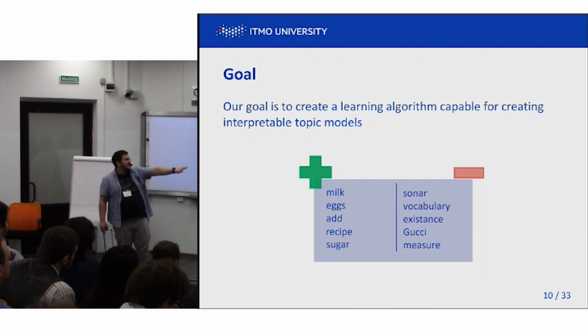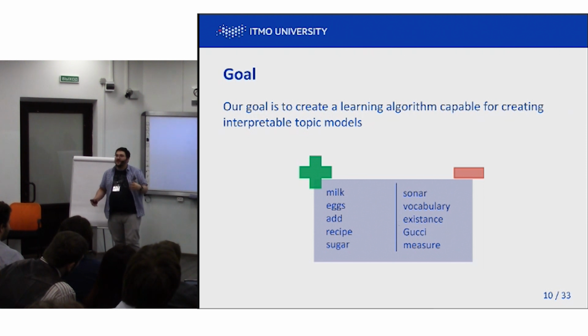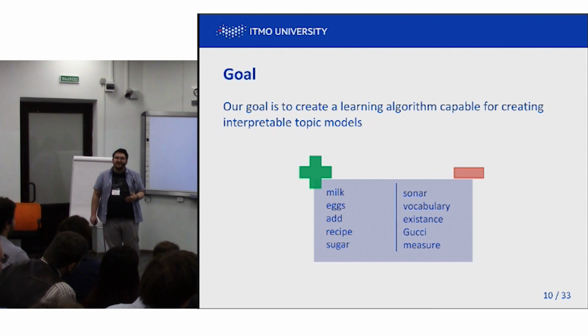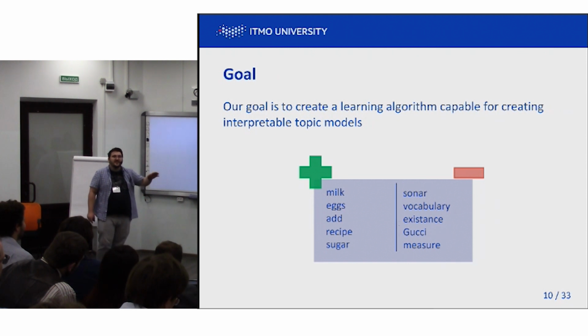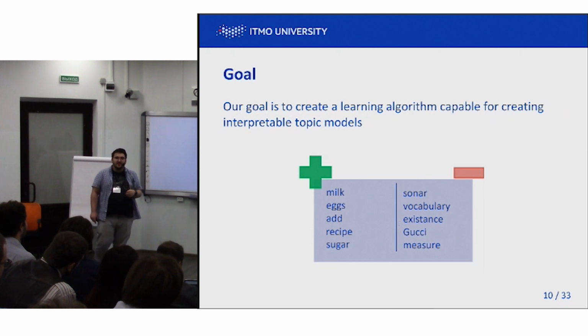Right part is sonar, vocabulary, existence, Gucci, measure. I have no guesses how they can be connected, but maybe you have. If you have, please tell me. In general, we consider right results as something uninterpretable.